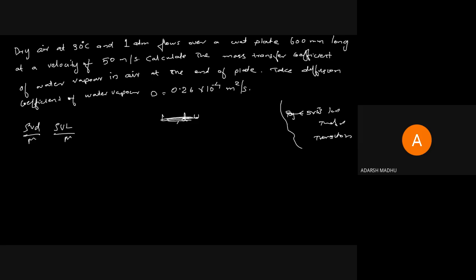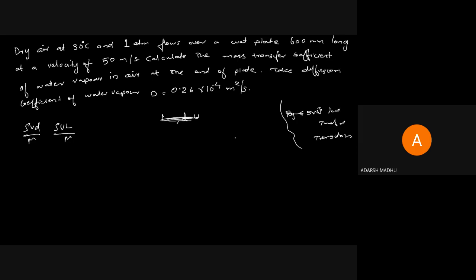So here rho is not given and mu is also not given. So how can we take the value of the Reynolds number? Yesterday I said that if any important values of air are not given in your problem, you can assume them. The 30 degrees Celsius, 1 atmosphere, and 50 meters per second are not constant values for air. These are conditions for air in this particular problem only.